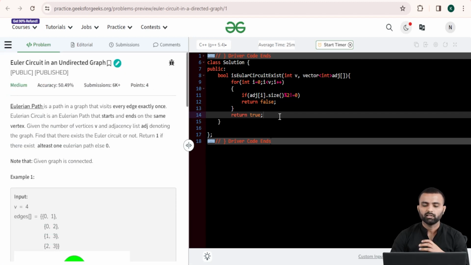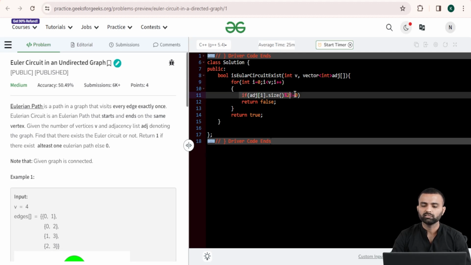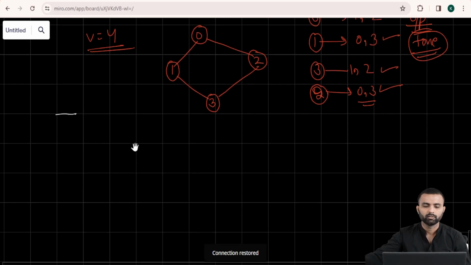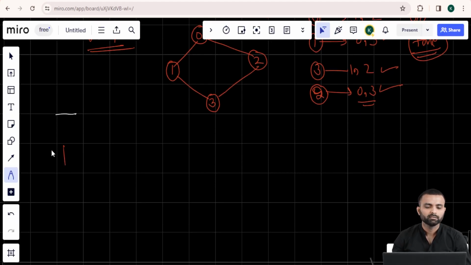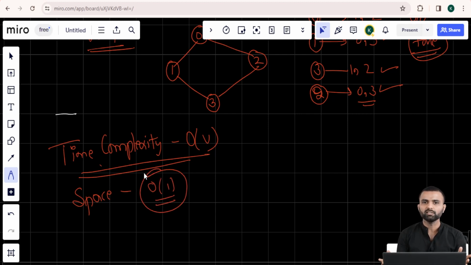Let's discuss the time complexity. We are just traversing the loop up to v, so it's big O of v. Inside this, we are just checking the size, which is constant. So the time complexity is O of v, and the space we are using here is constant. Hope you understand this intuition and solution. Thank you so much.